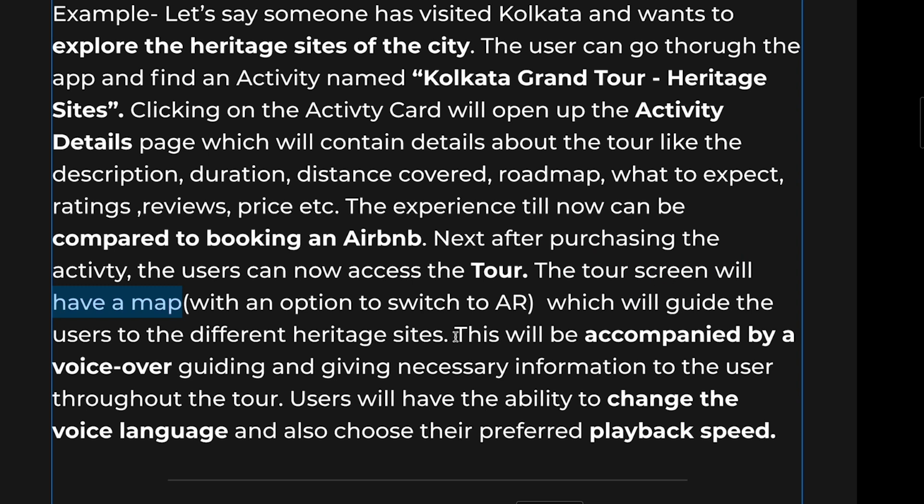That's fine. This will be accompanied with a voiceover guiding and giving necessary information to the user throughout the tour. Users will have the ability to change the voice language and choose their preferred playback speed. Now, this is the only thing that made sense to me until now. Right? Now, it's still very unclear, and he hasn't documented this correctly, where he's mentioning why the solution exists and who it is solving for.